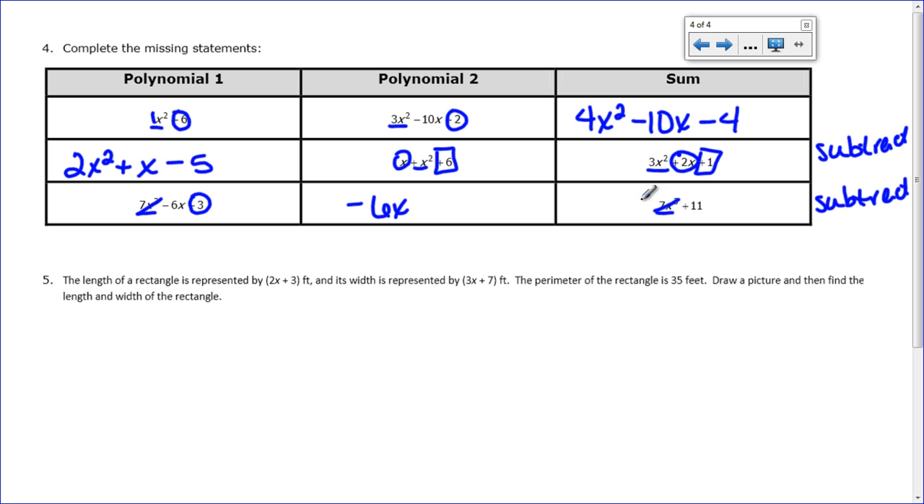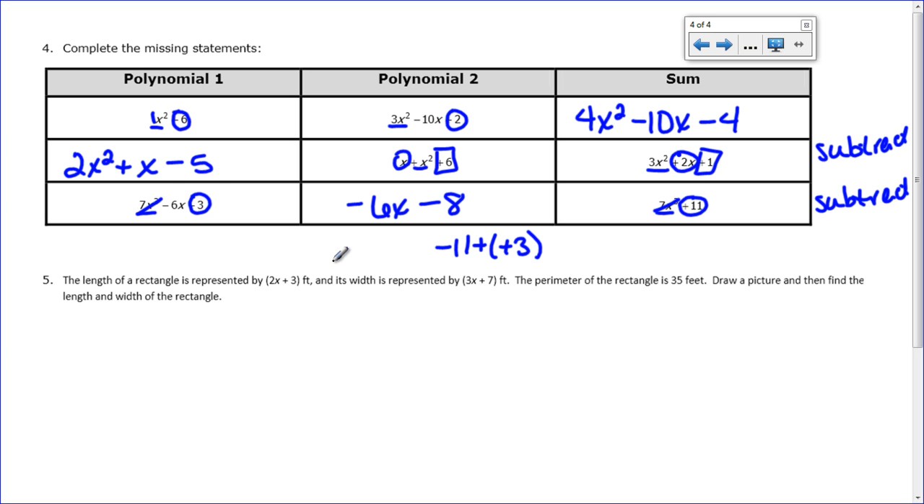And then this minus 3 and this 11, I'm going to have to subtract them, so I'm going to do 11 minus negative 3. So remember, these become addition. So if I do negative 11 plus 3, it becomes negative 8. So this is what polynomial 2 would be.